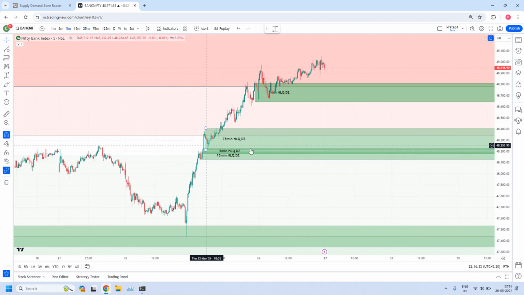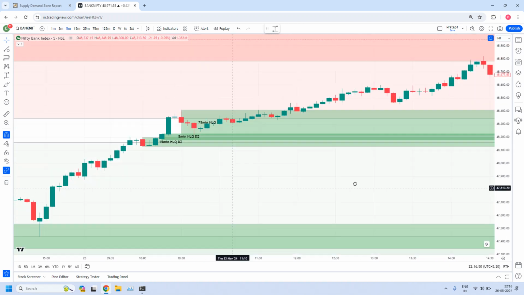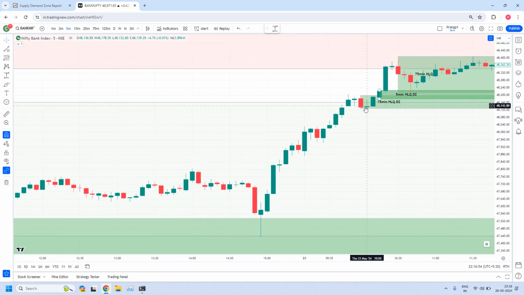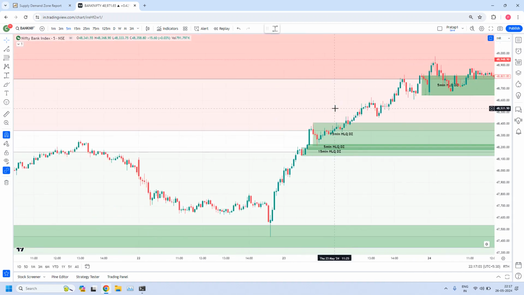See, this newly created 75 minutes high liquidity demand zone has a lot of strong support from the institutions. They created a 5 minutes high liquidity demand zone, and from there the 75 minutes HLQ zone is created. And this 15 minute zone also has drop, base, rally. Maybe some order flow is there again here, a fine tuned zone. And on top of that rally, base, rally, this is again a 5 minutes high liquidity demand zone.